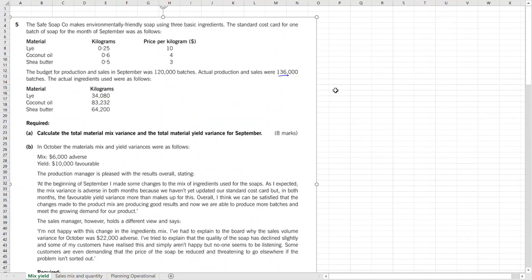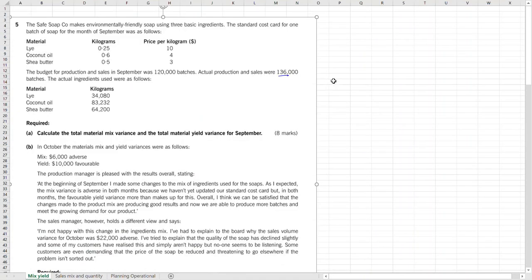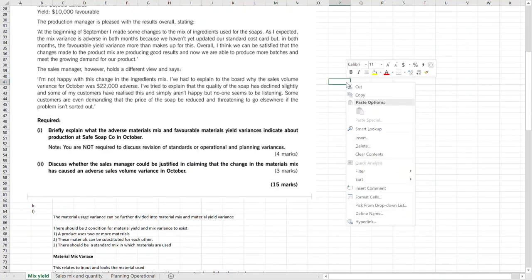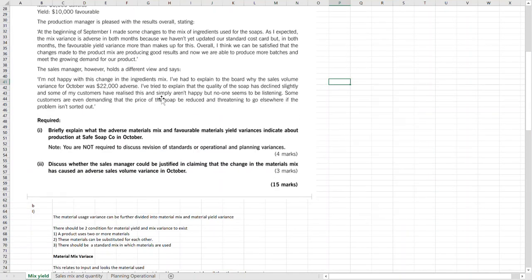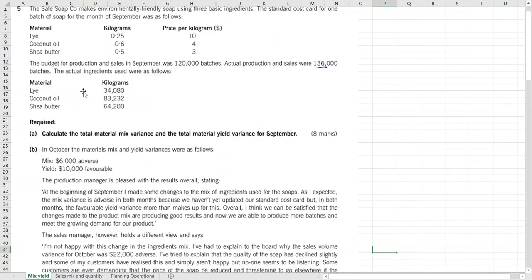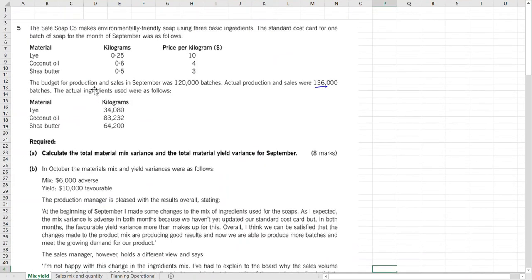Okay, next we are studying material mix and yield variance. So these are advanced variances. They are not at F2 level. Okay. The best way to understand is to look at a question. We will read the question and then I will explain. This is taken from an actual exam.